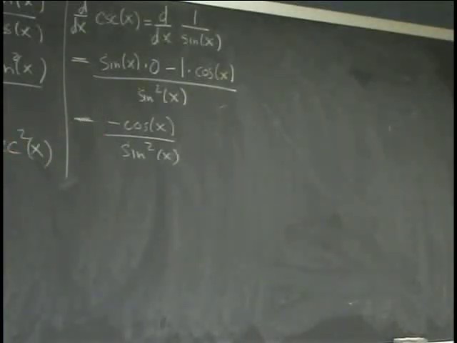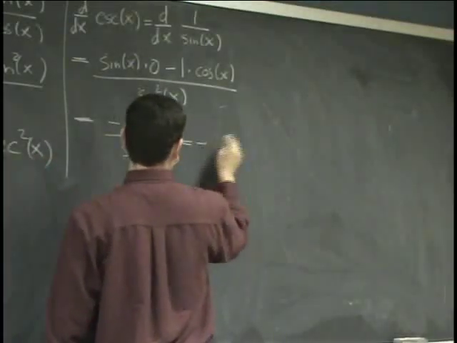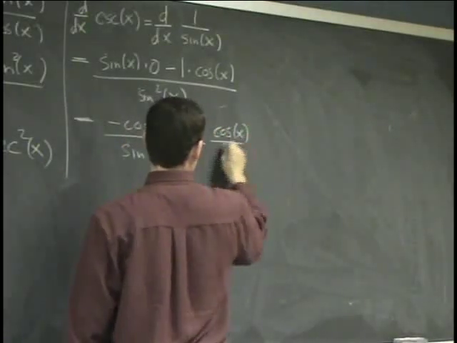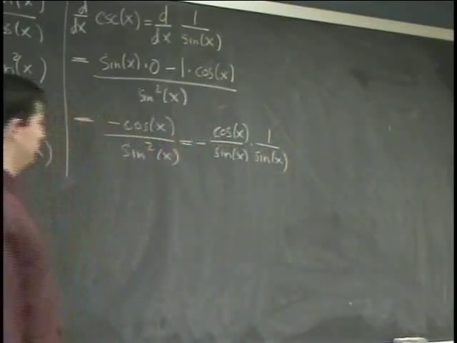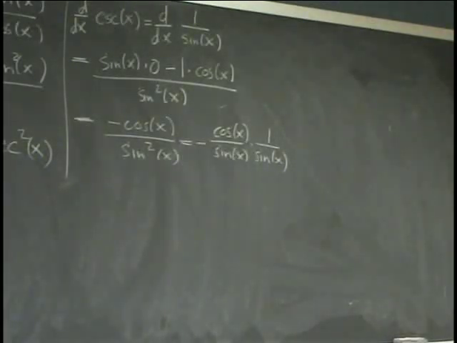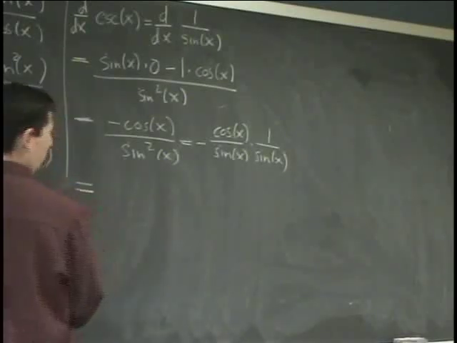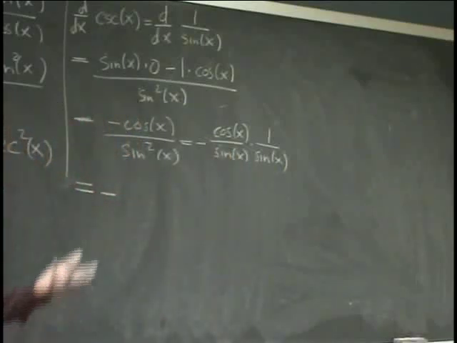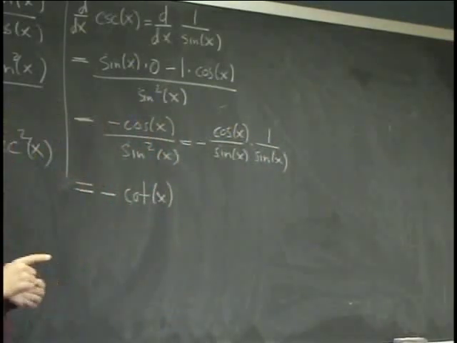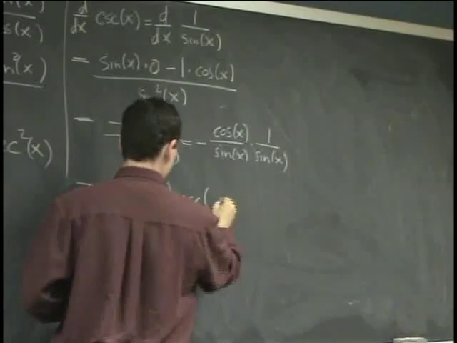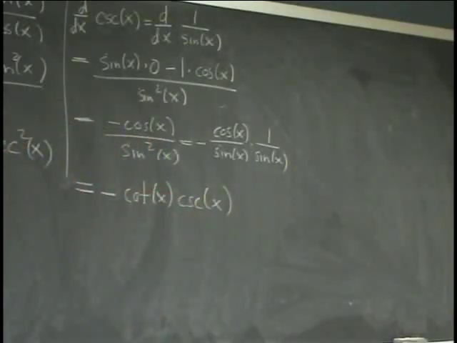That's not a very nice looking answer. How can I rewrite this? Well, how about this? Write this as minus cosine of x over sine of x times 1 over sine of x. Doesn't that look better? Thank you, Kevin. Cosine over sine is cotangent, and 1 over sine is cosecant. So it's not as pretty an answer as the other ones we were getting, but it is an answer.